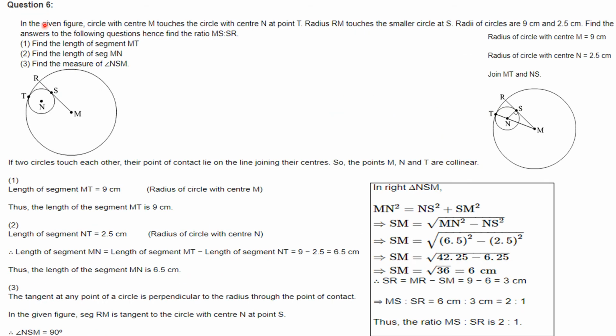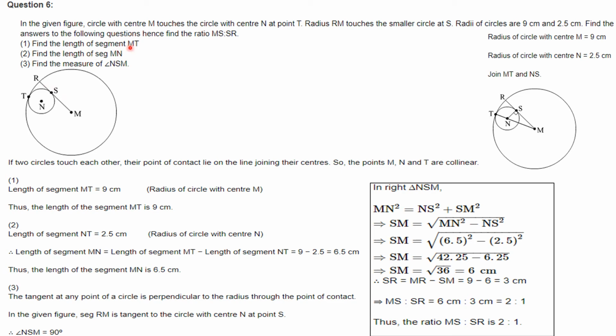Your question number 6. In given figure, circle with center M touches the circle with center N at T. Radius RM touches the smaller circle at S. Radii of circles are 9 and 2.5 cm. Find answers to the following questions and hence find MS is to SR ratio. MS is to SR, this you have to find.